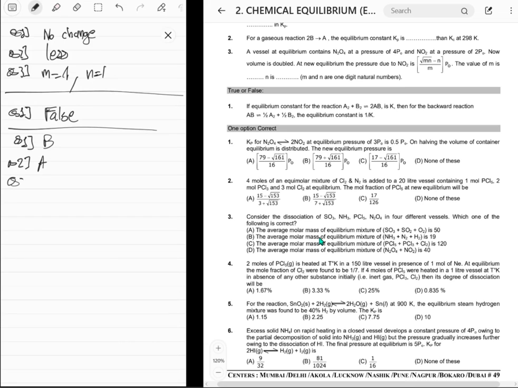Question number 3. Okay, consider the dissociation of SO3, NH3, PCl5, and N2O4 in 4 different vessels. Which one of the following is correct? The average molar mass of equilibrium mixture of this thing, so dissociation of all of these in 4 different vessels. So average molar mass of the equilibrium mixture of this quantity is 50. Why? I don't understand this. 50 of all things. I mean, it's an equilibrium, so it's like less than something, that would make sense.